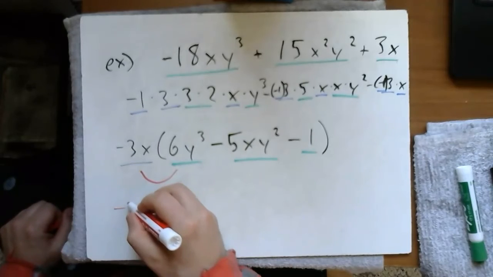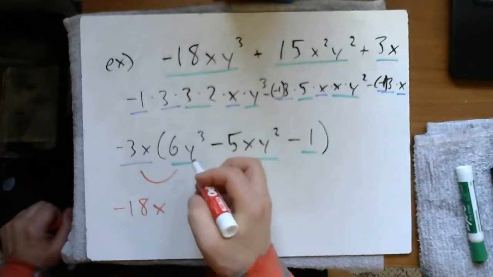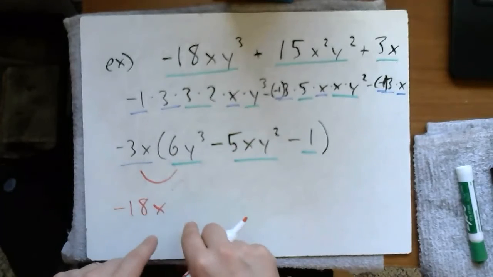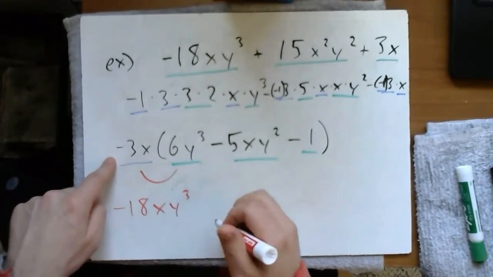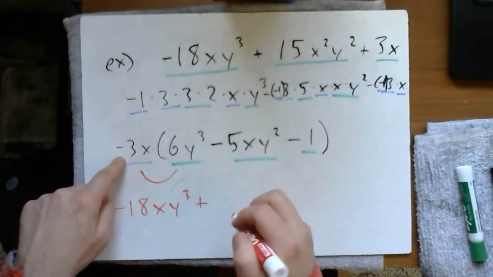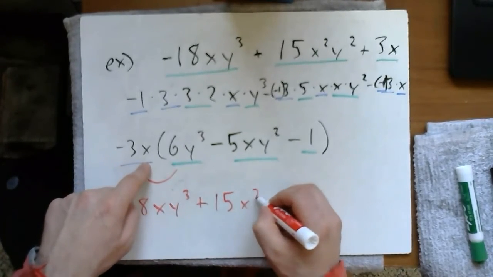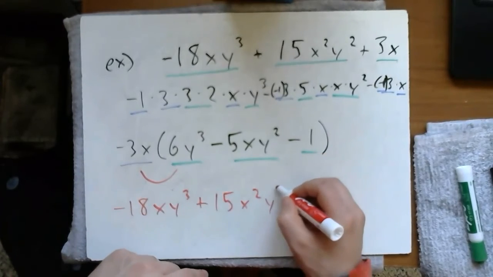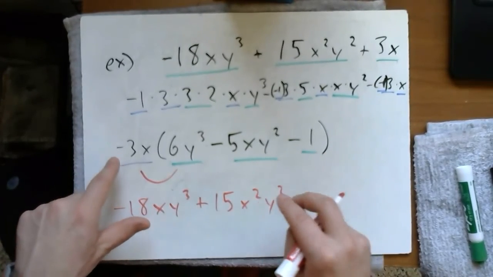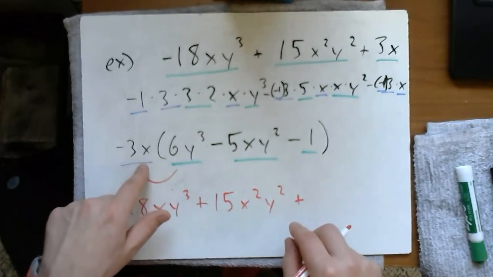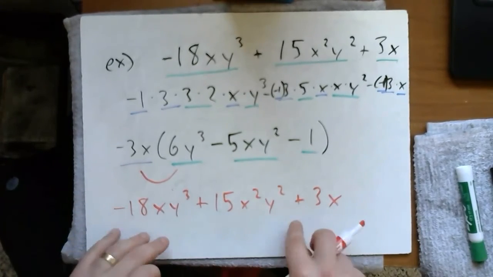-3 times 6 is -18. X doesn't multiply with y, apples and oranges, so it's just x, y to the third. All right, negative times a negative is a positive. 3 times 5 is 15. X times x is x squared, and then y squared. And again, negative times a negative is a positive, and 3x times 1 is 3x. Okay, and this does it.